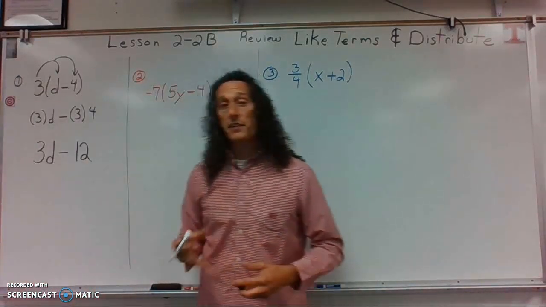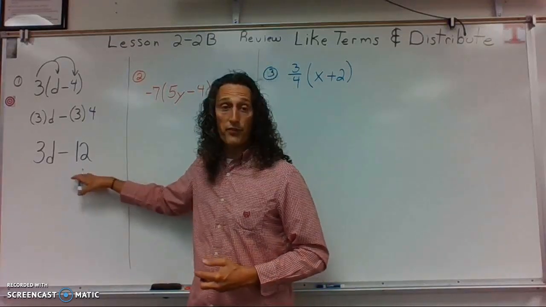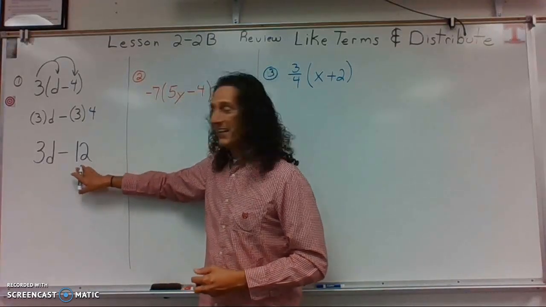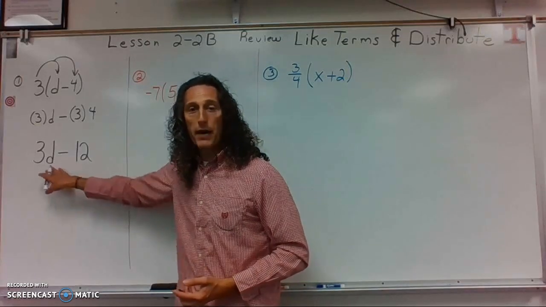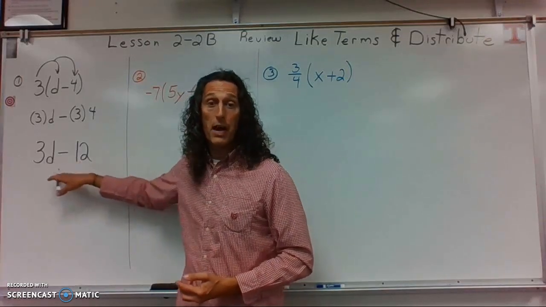And again, just like on the like terms, this is considered simplified, right? I got my 3 dogs, and then I have 12 constants. I can't combine these any further, so we stop right here.